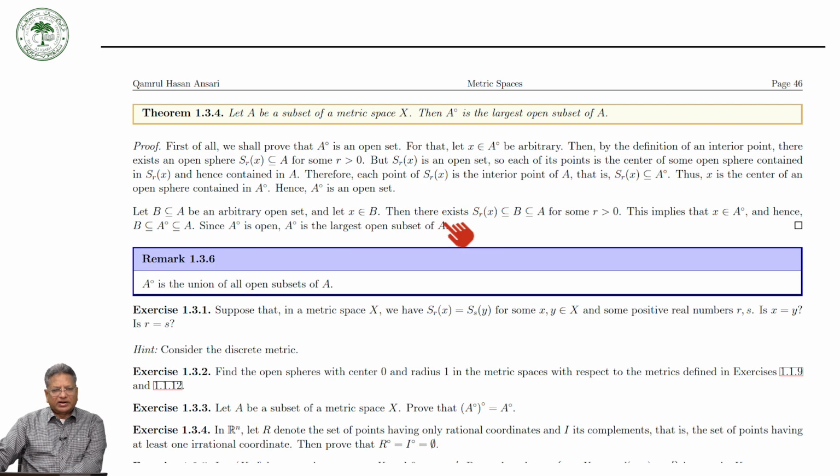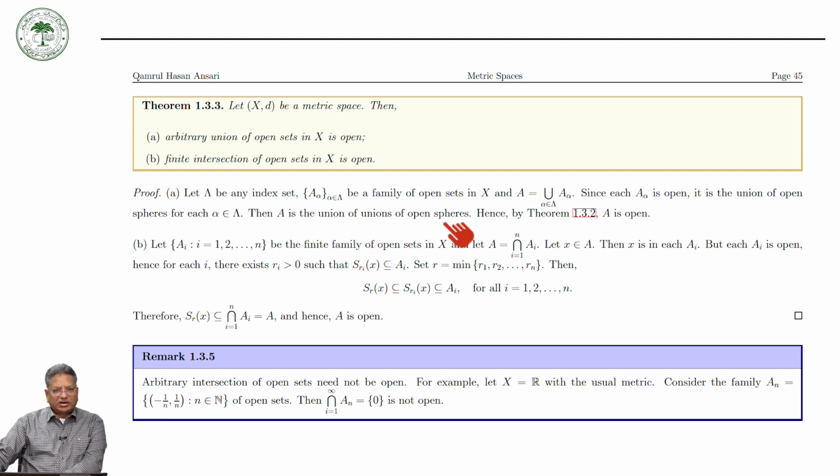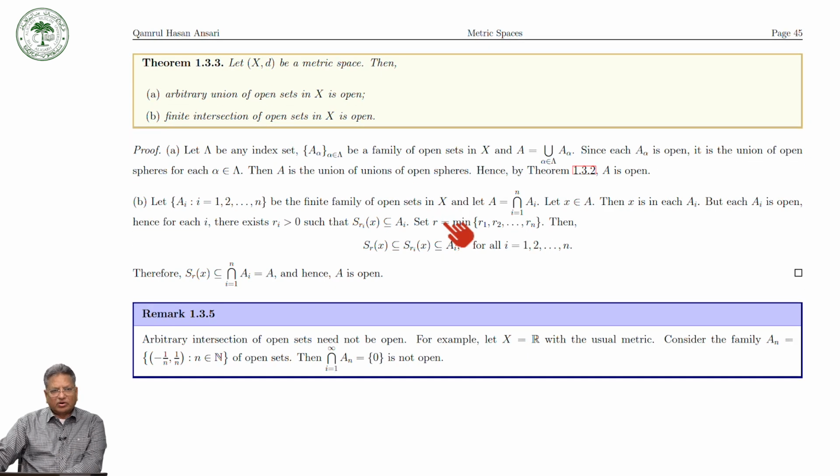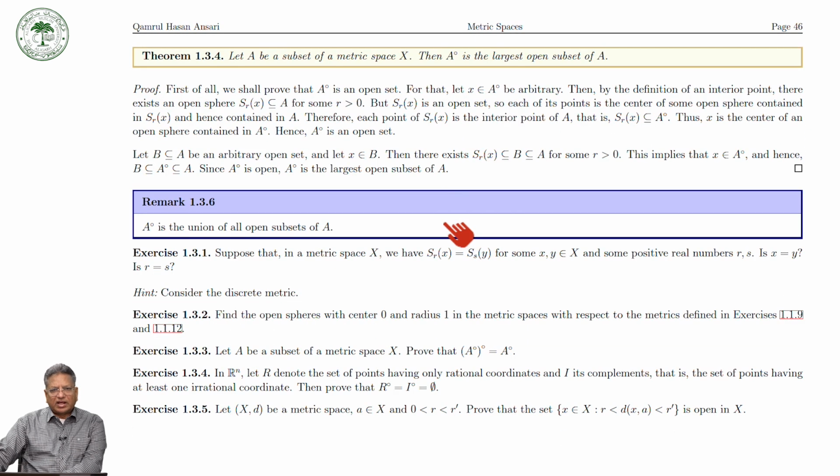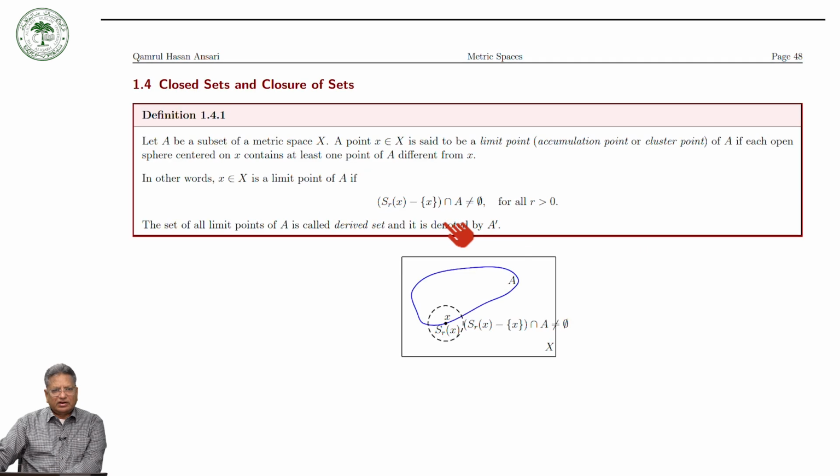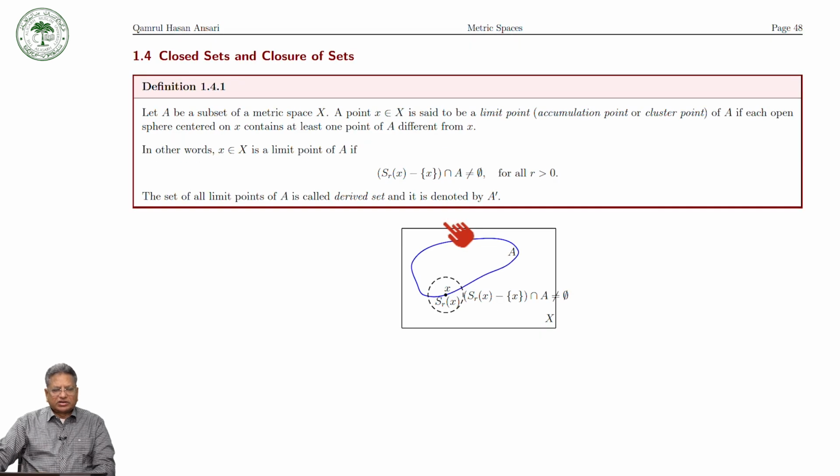But the arbitrary intersection of open sets need not be open. This we have seen, and then we have also proved that the interior of A is the largest open subset of A. Okay, and then we discussed the limit point.